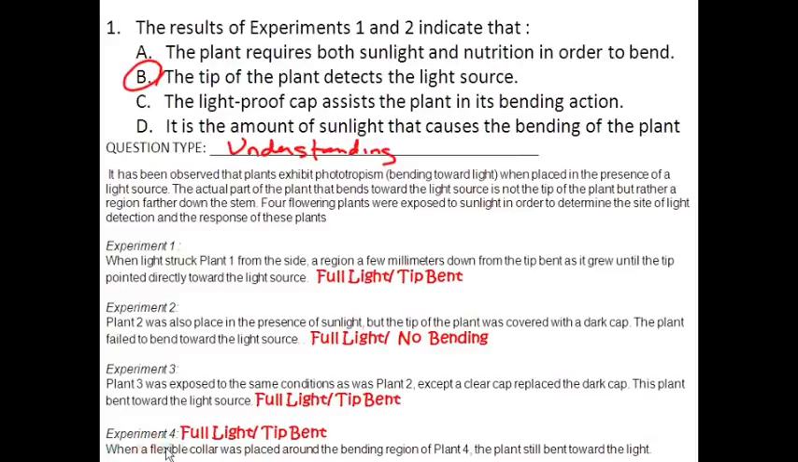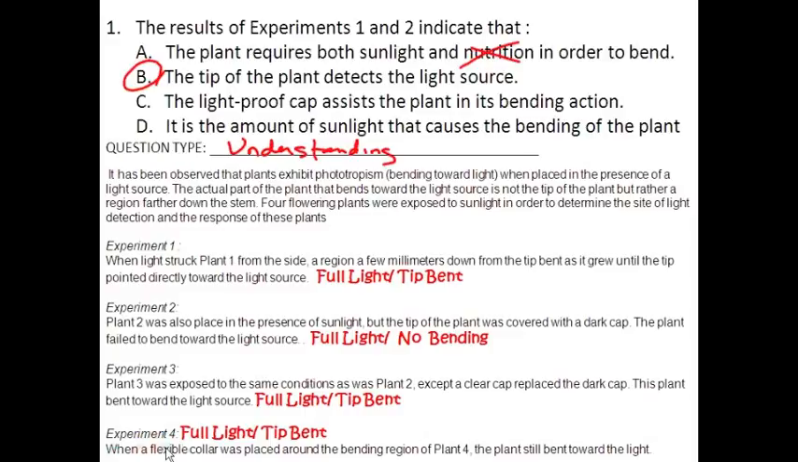Now, how do you know that? How did you figure that out? Well, you figured it out because when you put a dark cap over the tip, the plant didn't respond. A says the plant requires both sunlight and nutrition in order to bend. This experiment had nothing to do with nutrition. We didn't hear anything about it, so it's not the right answer.